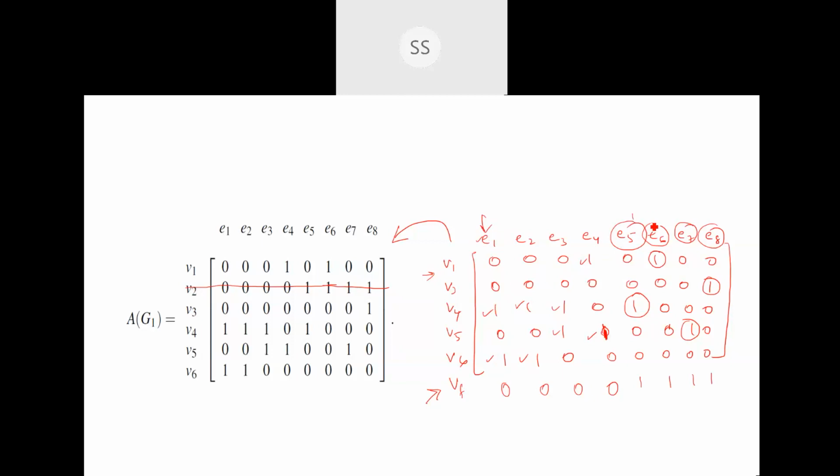Now, when I checked my E5, E6, E7, E8, I found that there was only one edge connecting one particular vertex. It was not connecting the other. So I hope you have understood what the reduced incidence matrix is.